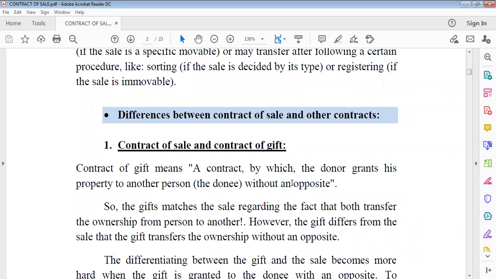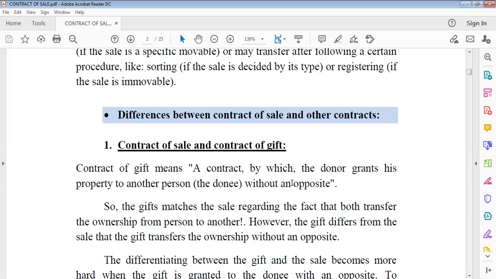and the other contracts that may be difficult to differentiate between the contract of sale and them. So it may be that it is easy to highlight the difference between the contract of sale and the other contracts. However, sometimes it becomes so hard to know what is the line that separates the contract of sale and the other contracts. That's why here in this lecture we will highlight the contract of sale and the other contracts and what are the difficulties that these contracts make in the differentiation between the contract of sale and these contracts.